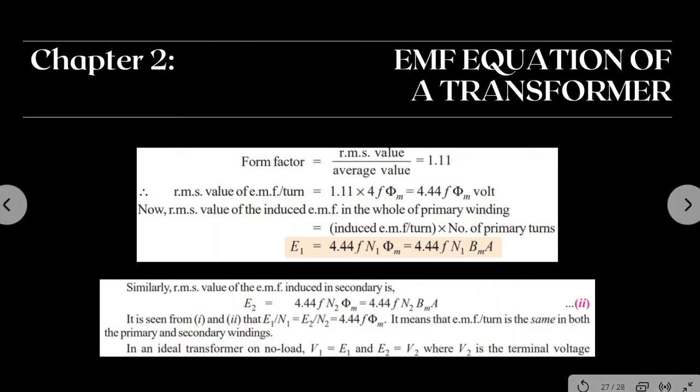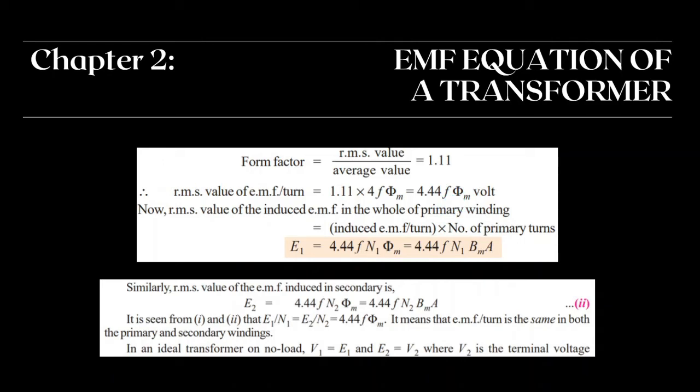Now, rate of change of flux per turn means induced EMF in volts. If flux varies sinusoidally, then the RMS value of induced EMF is obtained by multiplying the average value with the form factor. The form factor is equal to the RMS value divided by the average value, which is equal to 1.11. So the RMS value of EMF per turn is equal to 1.11 times 4 multiplied by the frequency multiplied by the maximum flux, that is equal to 4.44 times the frequency times the maximum flux, in volts.